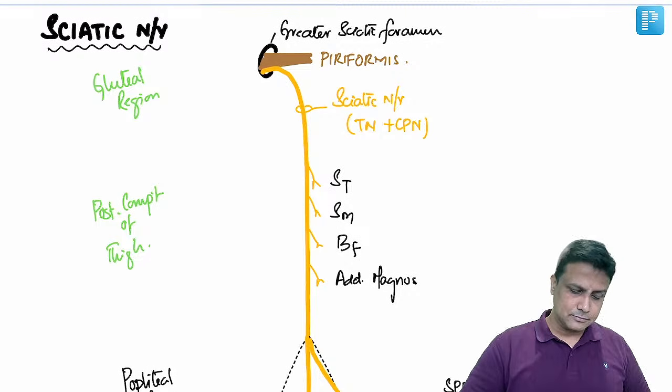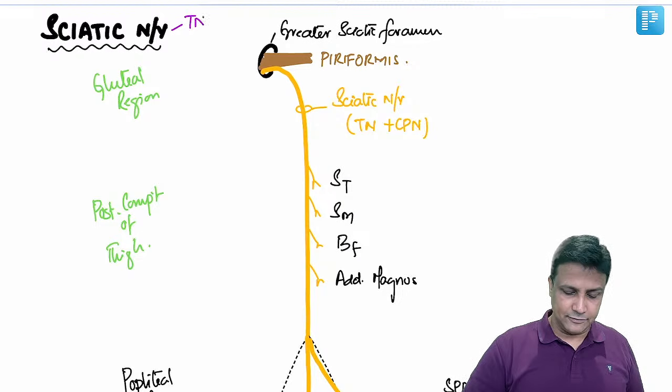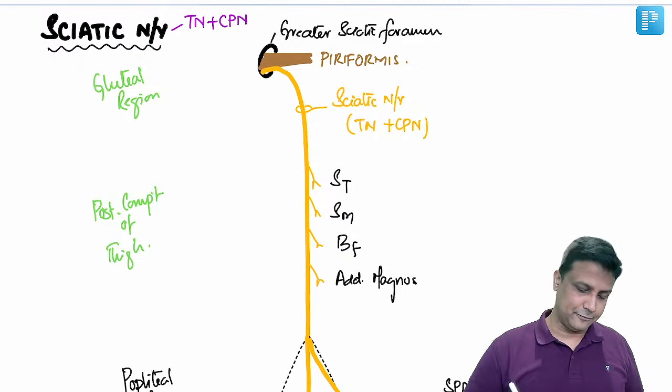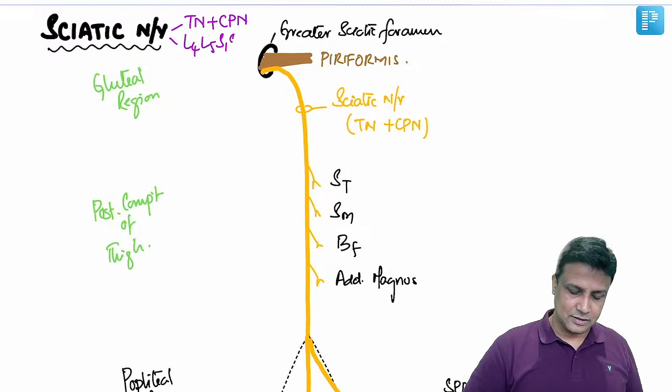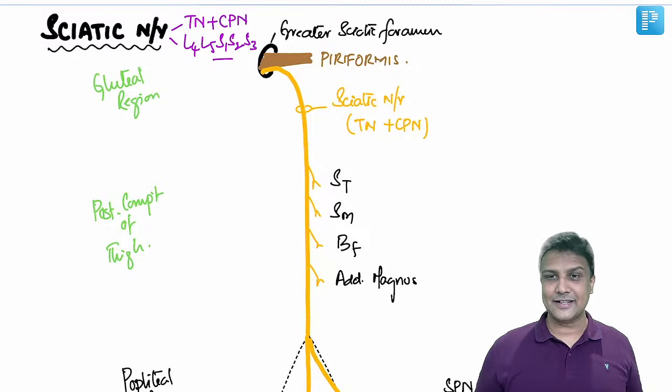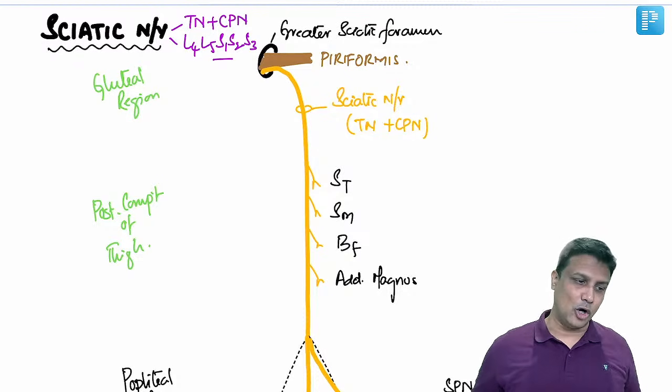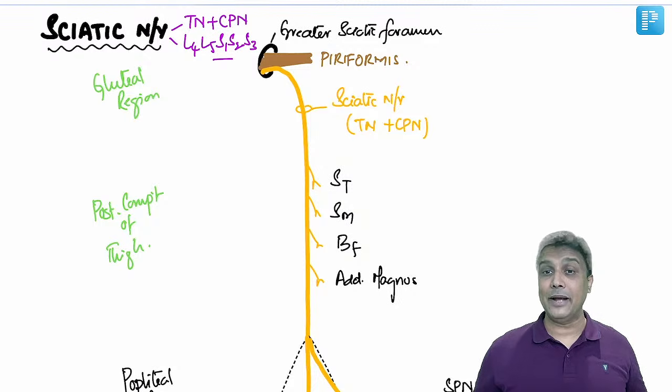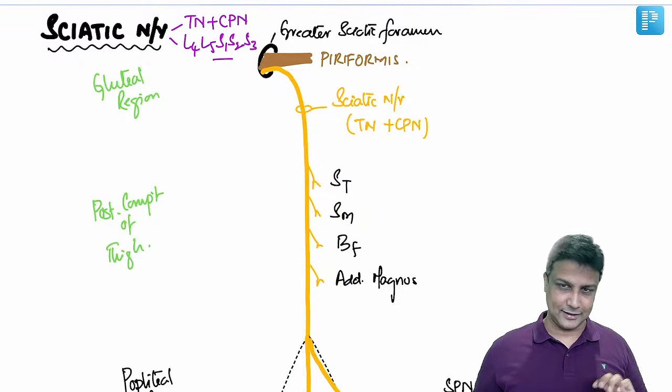Sir, now, what is the sciatic nerve? It is made up of 2 nerves, sir. One is your tibial nerve, another one will be the common peroneal nerve. That is the reason why it originates from L4, L5, S1, S2 as well as S3. So the sciatic nerve is not a single nerve. It's made up of the tibial nerve as well as the common peroneal nerve, and it originates from L4, L5, S1, S2 and S3.